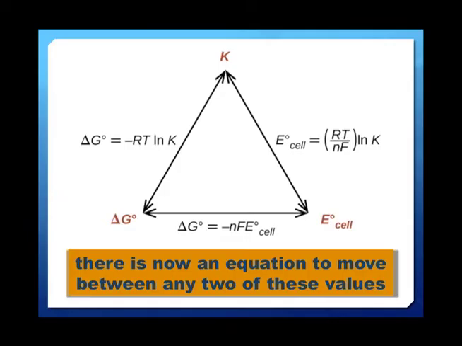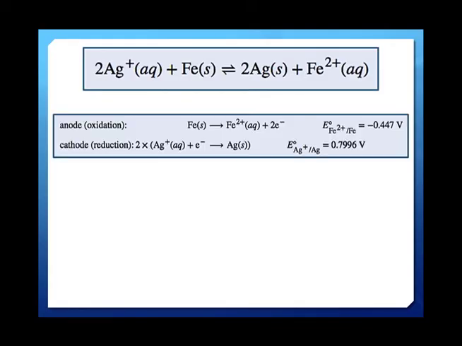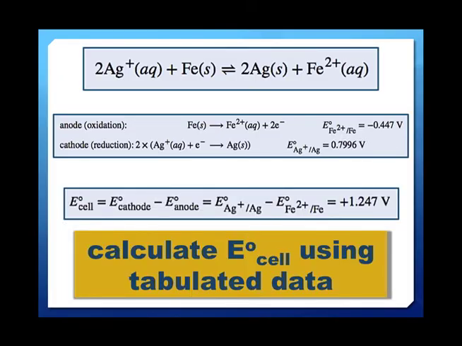Let's try an example. Say we are looking at the following redox reaction. What is the standard free energy change and equilibrium constant for this reaction at room temperature? Well, first let's write out the half reactions and find the standard reduction potentials. The iron is being oxidized, so that's the anode, and the silver is being reduced, so that's the cathode. And these are the tabulated standard reduction potentials. Then it's just E cathode minus E anode, and we have our E cell.